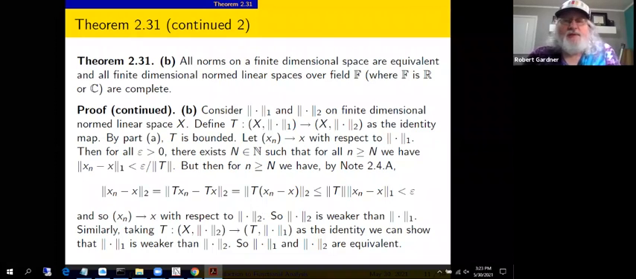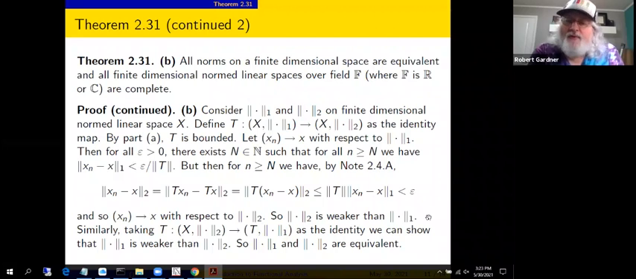So any sequence that converges with respect to the one norm also converges with respect to the two norm. That is, the two norm is weaker than the one norm. Remember, for an intuitive understanding of stronger and weaker, think of strength as stopping sequences from converging, as we discussed previously. So the conclusion is the two norm is weaker than the one norm.